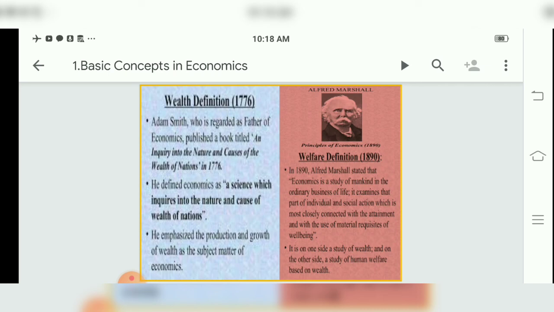So today we studied the basic terms of economic concepts, children, that is scarcity, economics, penalty, and incentive, that is encouragement. Then we also saw Professor Alfred Marshall and Professor Adam Smith, the wealth definition in the year 1776 and the welfare definition in 1890. So next period we will study the next point, children.